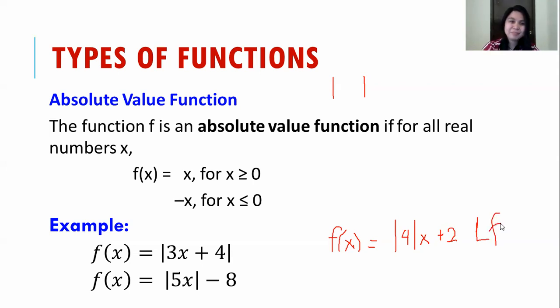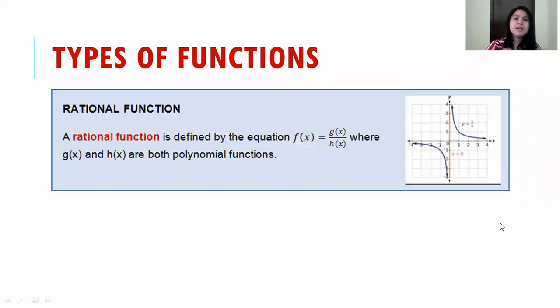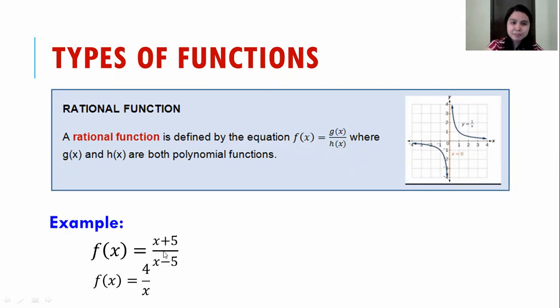Let's go to the next one. Rational function. Now, what's a rational function? In the rational function, we have the numerator and the denominator as both polynomial functions. Example, here, the numerator is a polynomial function. Denominator is a polynomial function. In the second one, the numerator is a polynomial function with only a constant term 4, while the denominator is also a constant function.